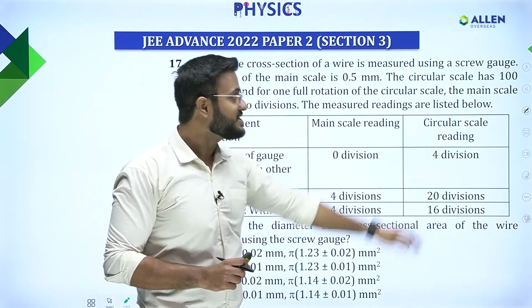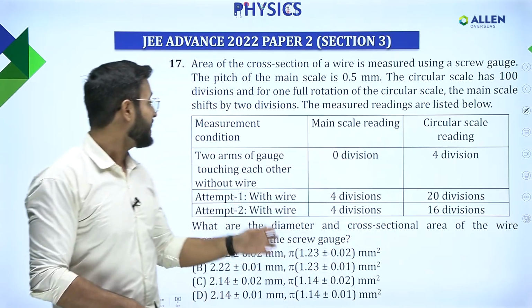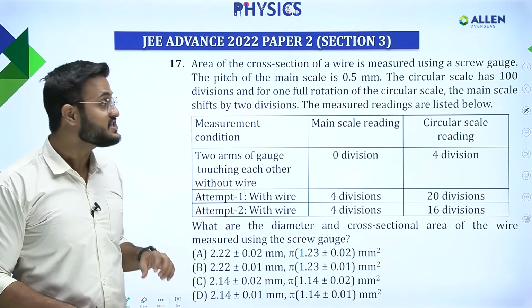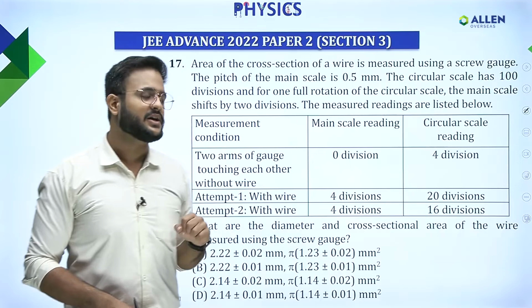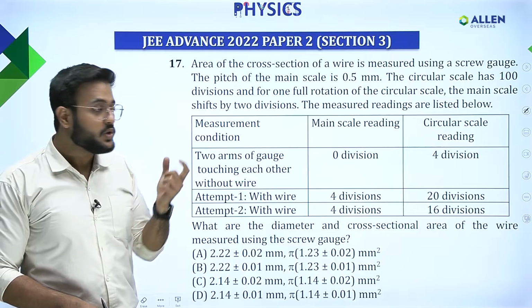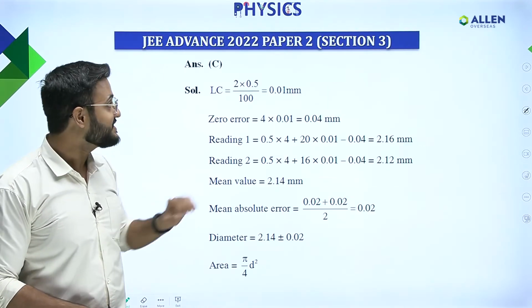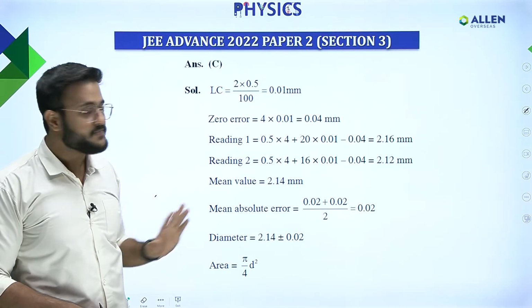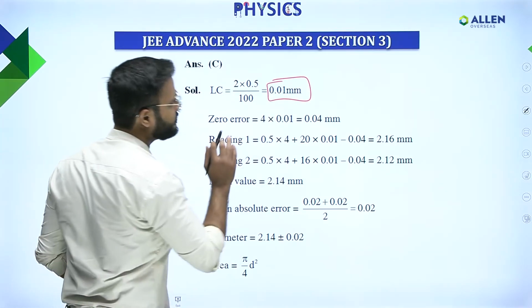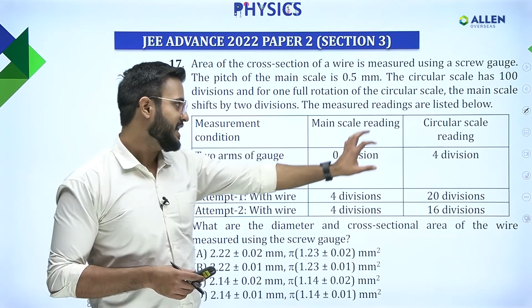The circular scale has 100 divisions, and for one full rotation of the circular scale, the main scale shifts by 2 divisions. So what would be the least count in this case? See, in one complete circular scale rotation, it is shifting by 2 divisions. So here the least count would be 2 times 0.5 divided by 100. The least count in this case will come out as 0.01 millimeters. Correct? So measurement conditions, main scale reading and circular scale reading are given to us.